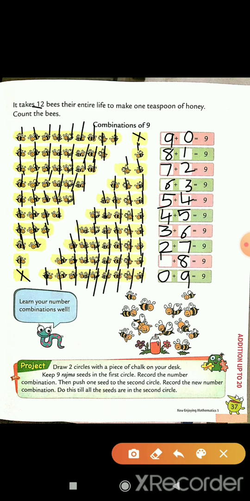So these are the combinations of 9. 9 will be having 9 and 1 more, that is 10 combinations. Check 1, 2, 3, 4, 5, 6, 7, 8, 9 and 10. Got it, students? You have to learn your number combinations well. Clear, students?